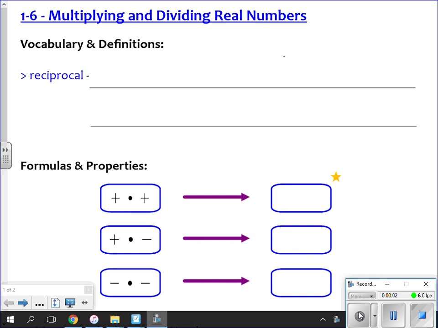Right, so here we go with our notes today. Today's not too bad, as you can see up there. Let me pause this before I... Okay, so here we go. We did addition and subtraction last week. Today we're going to do multiplying and dividing with real numbers.